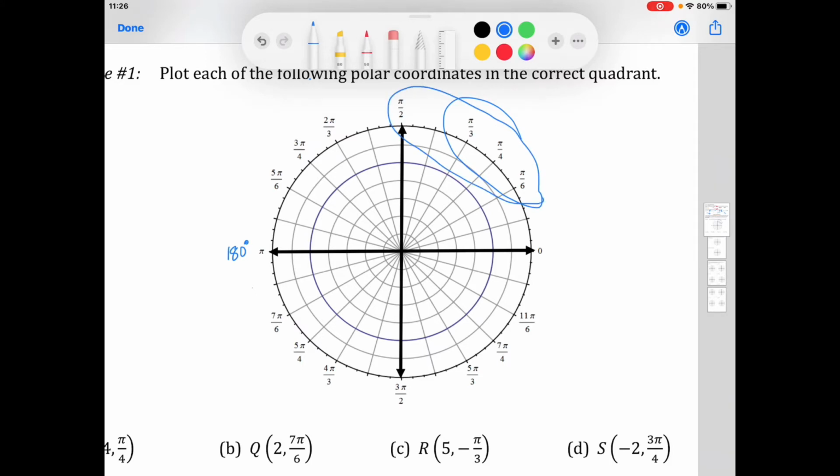Now, when you're working with these angles in the first quadrant, these four angles, you're basically going to refer to them in regard to 180. So 180 divided by 6 is 30. This is 30 degrees. Then 180 divided by 4 is 45 degrees. And 180 divided by 3 is 60 degrees, so pi over 3 is 60. 180 divided by 2 is 90. This is 90 degrees.